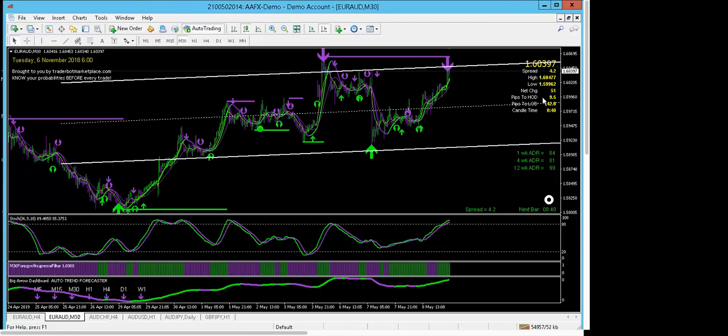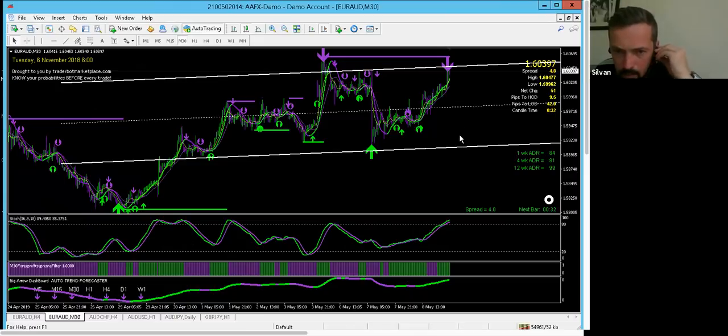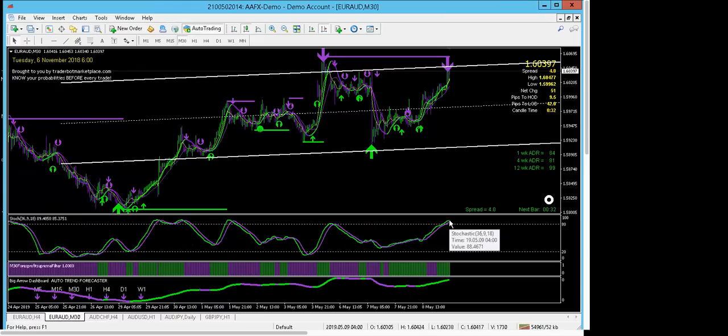But look how close it is to the high of the day. It's 40 pips away from the low of the day. It's definitely exhausted its average daily range. So the idea of it coming back is pretty high. And of course, we're overbought on the stochastic. Right. So if you're up 8 pips, that's beautiful. Move your stop into profit.